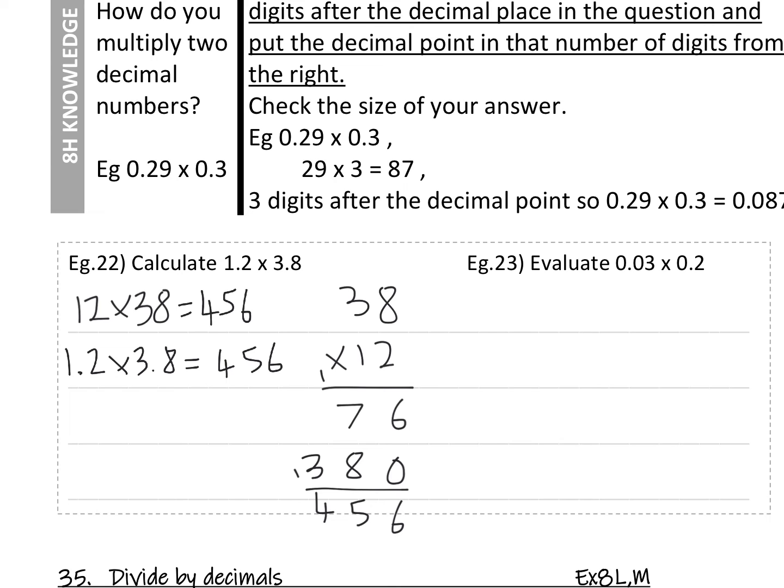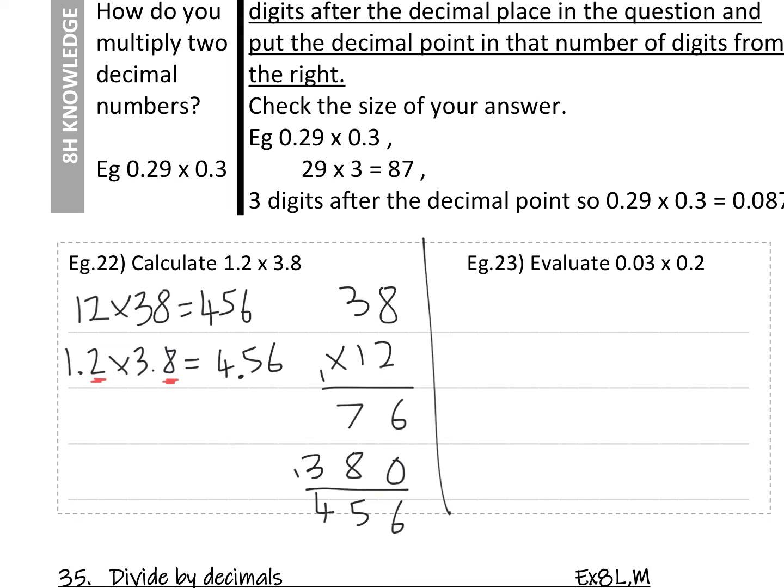We count the number of digits after the decimal point in the question. And there are 2 digits, the 2 and the 8. There are 2 digits after the decimal point in the question, so our answer will have to have 2 digits after the decimal point. So we can put the decimal point in between the 4 and the 5, and that gives us 2 numbers after the decimal point.